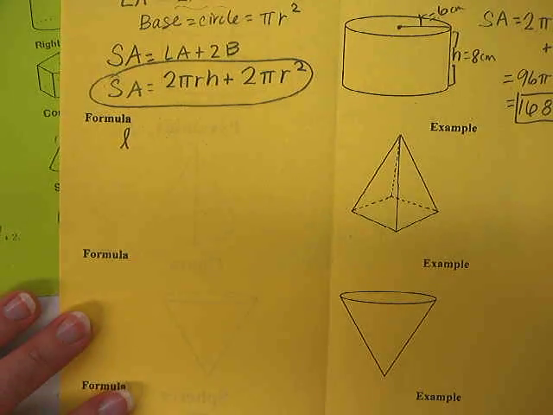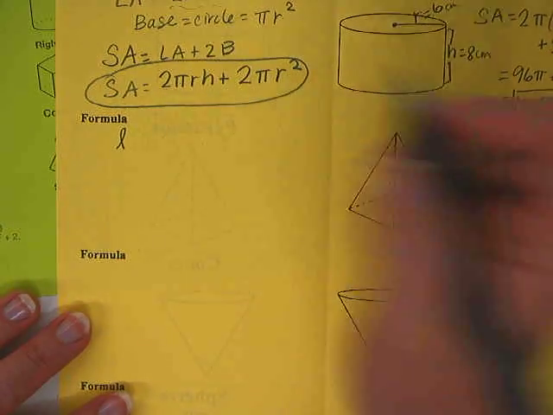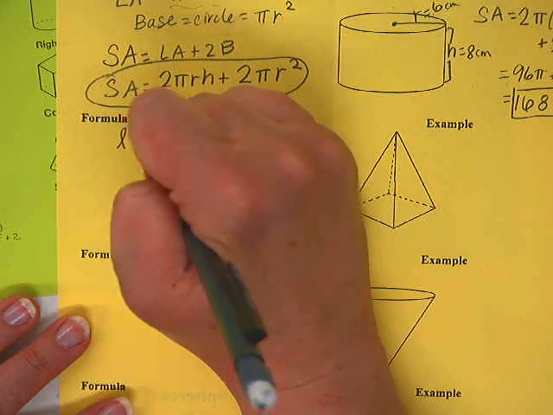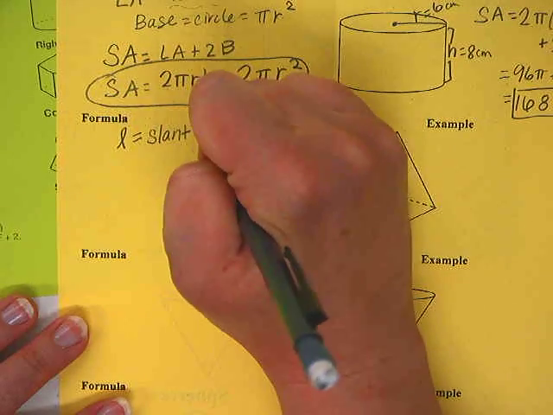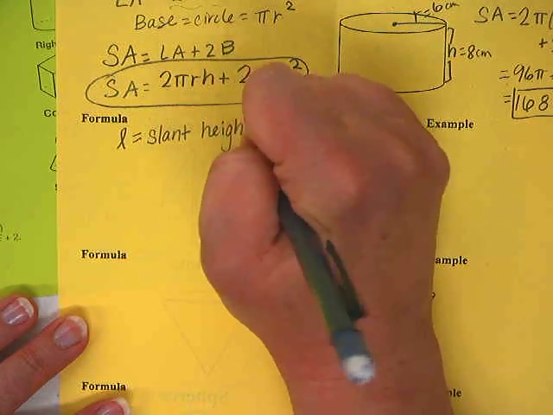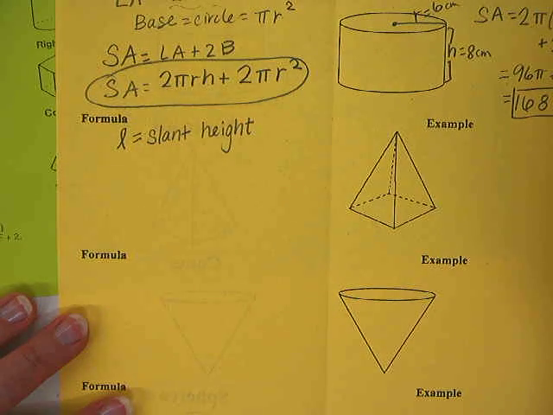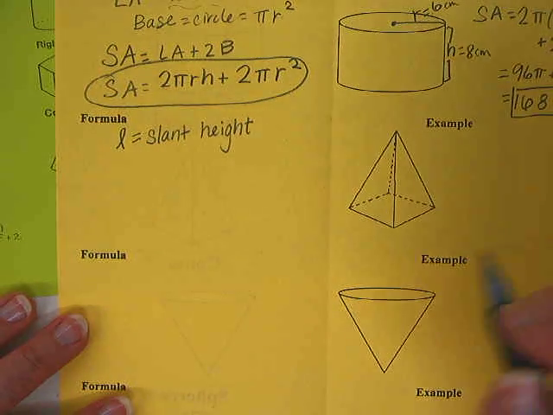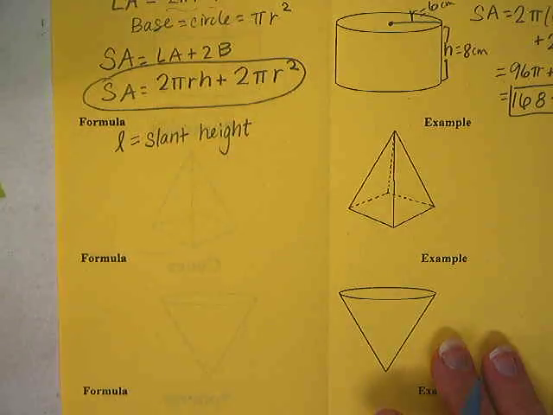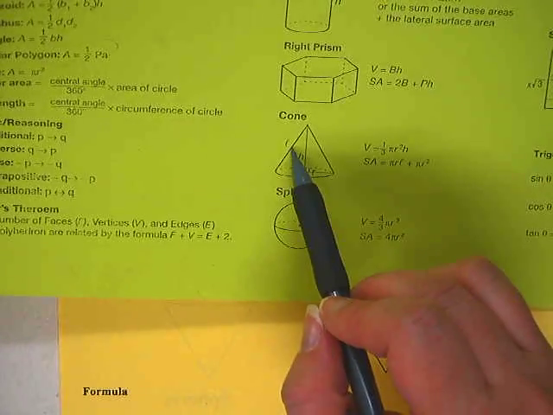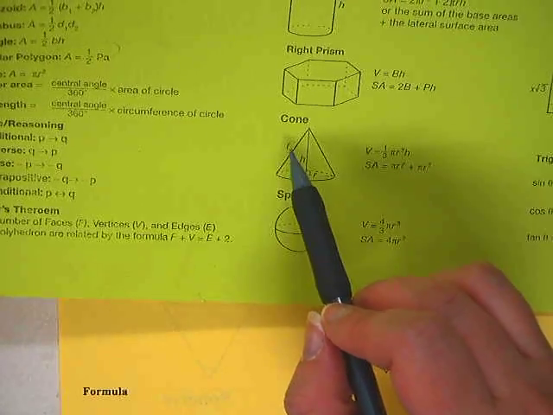For a pyramid, we learn what cursive L means. Cursive L stands for slant height. I guess they decided to use a cursive L instead of an S, although some books actually do use S. In fact, what does your formula sheet use? Oh, your formula sheet uses an L. That's good.